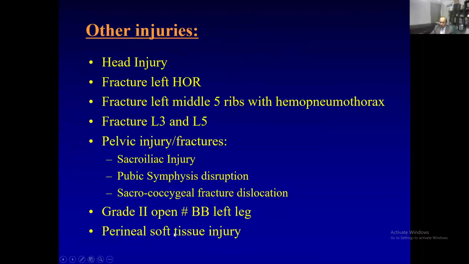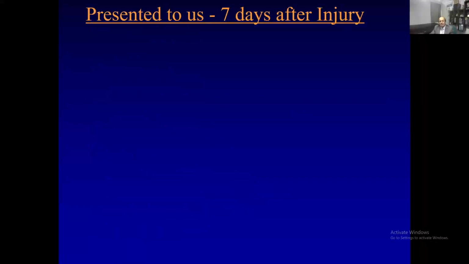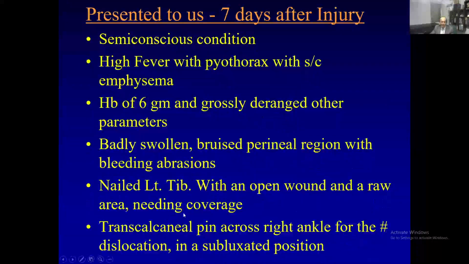He also had a left grade 2 open leg fracture, and perineal soft tissue injury. Now, what was worse was that this patient presented to us 7 days after the injury in very bad shape. He was semi-conscious, with high fever, pyothorax and subcutaneous emphysema. Hemoglobin was only 6 gram, and all blood parameters were deranged.